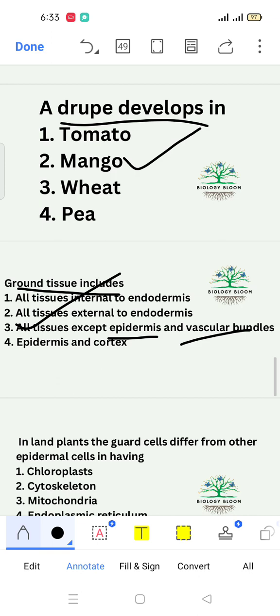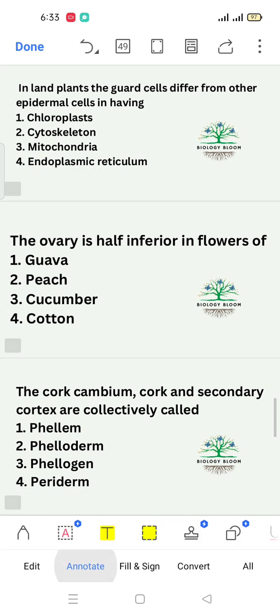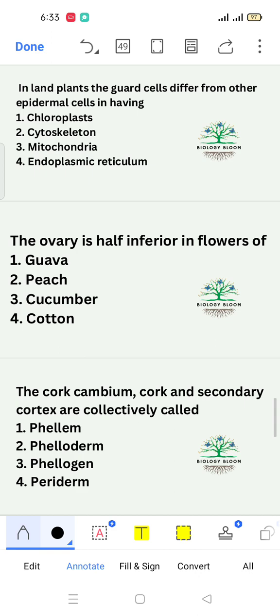In land plants the guard cells differ from other epidermal cells in having chloroplasts. Guard cells differ from other epidermal cells because guard cells have chloroplasts. Option first is the right one, whereas epidermal cells do not have chloroplasts.